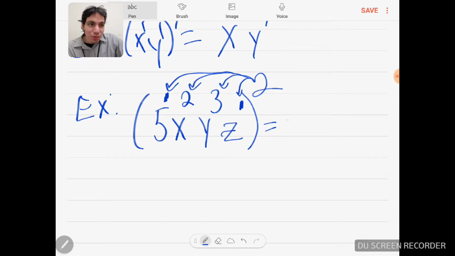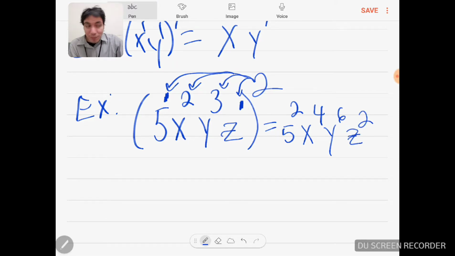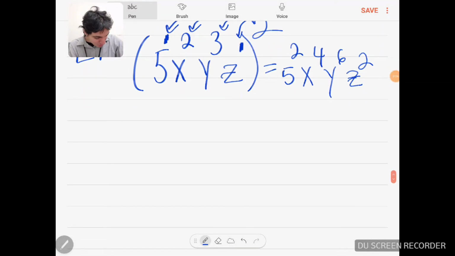So let's do it from left to right. 1 times 2 will be 2, so it'll be 5 to the 2nd. I have 2 times 2 is 4. Next is the y. 3 times 2 is 6. And finally, z to the 2nd, because 1 times 2 is 2. So that wasn't too bad so far.